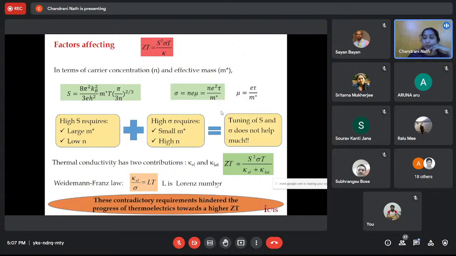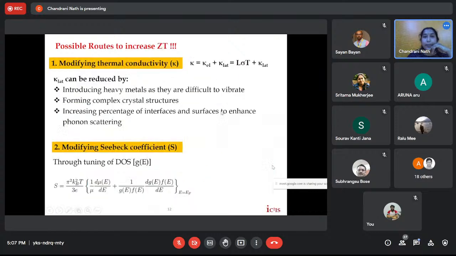Now, how do we actually increase the efficiency? As we have already seen, these are the drawbacks, the hindrances that have not allowed us to improve ZT only by increasing either S or sigma. So what can be the possible solutions? Let us see what are the possible routes to increase the efficiency.